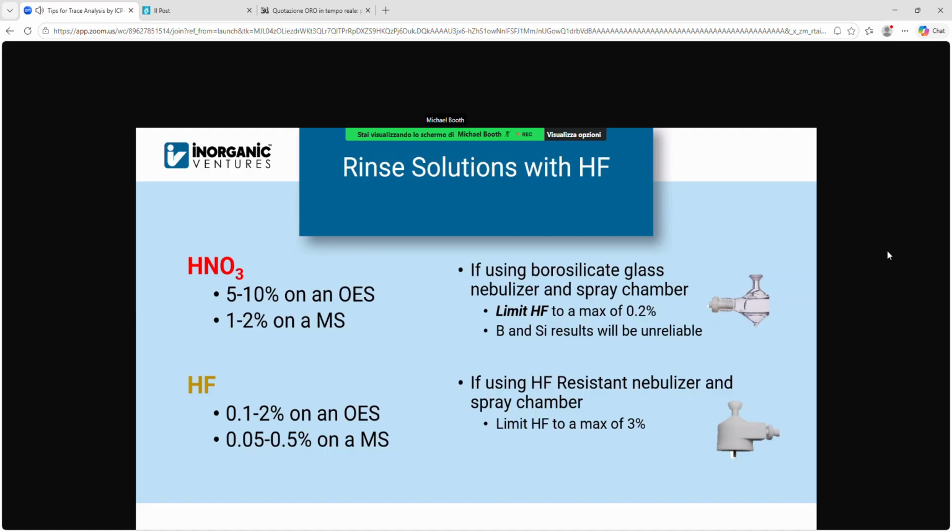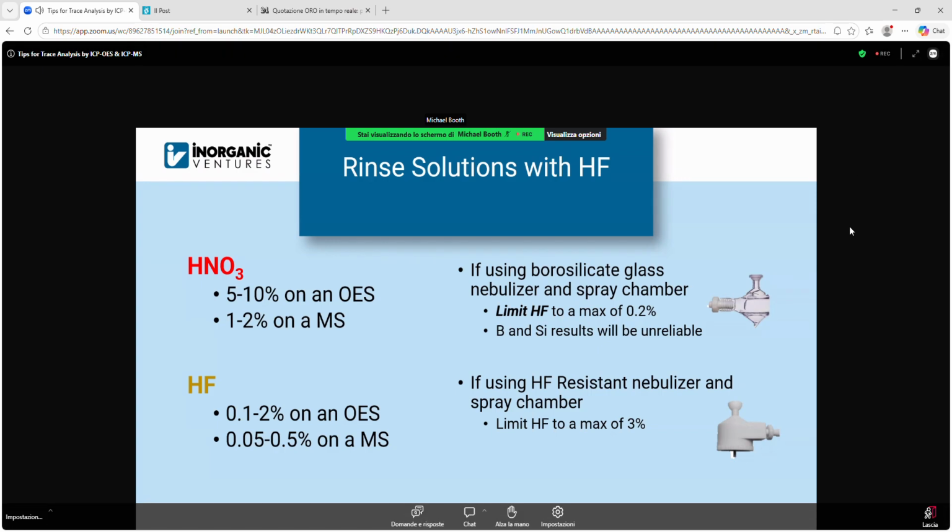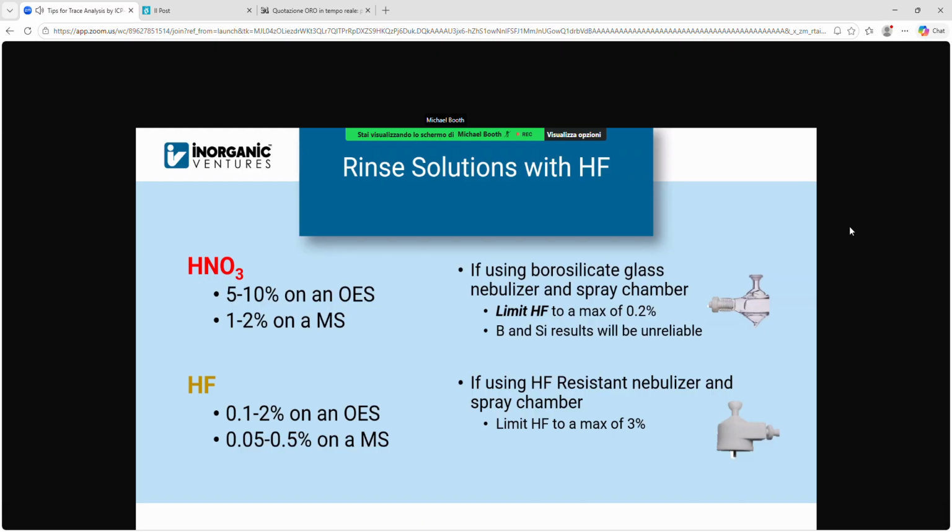Now, if you switch over to an HF resistant nebulizer spray chamber, then you go by the manufacturer's protocols of what they say. The example I posted here is a spray chamber from Glass Expansion that has a coating. They're kind of moving away from that now. So some of the better designs seem like they're switching away from that coating.